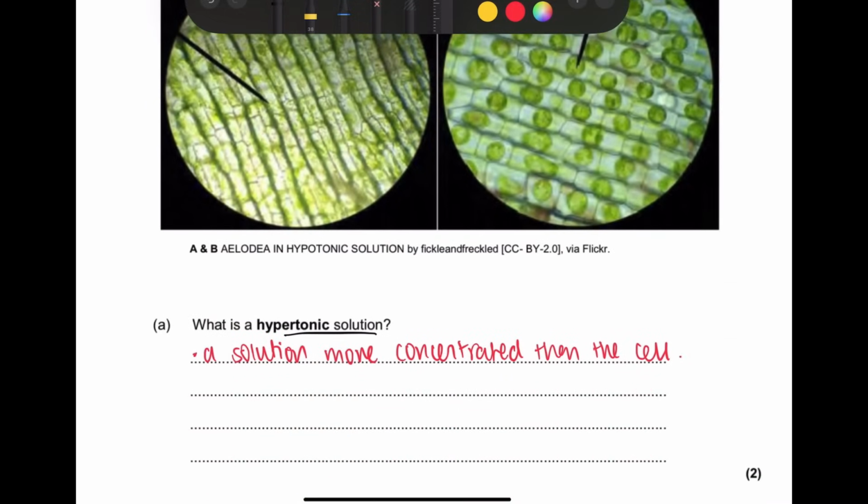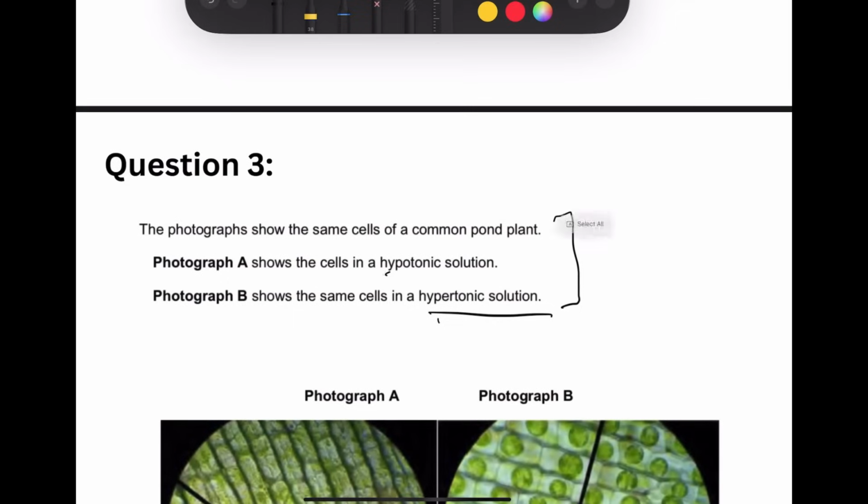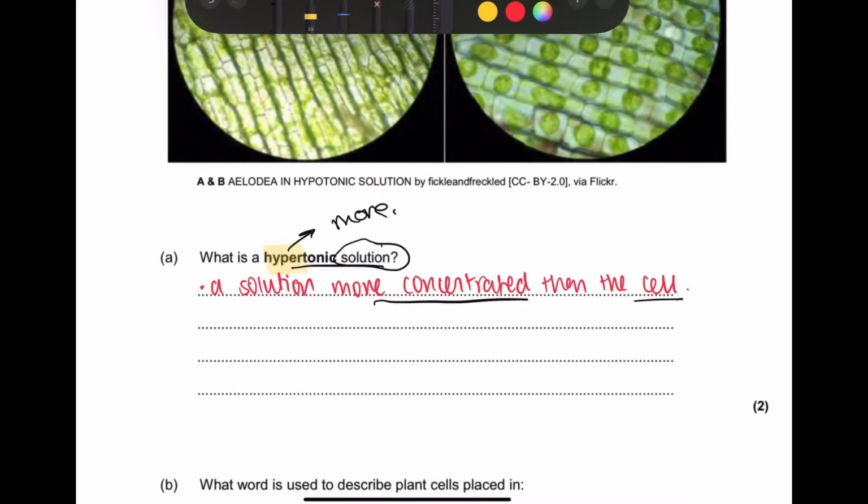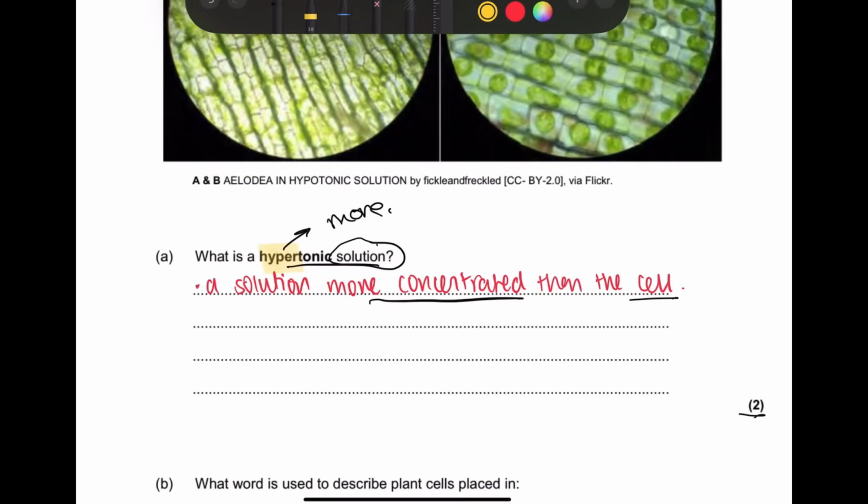So what is a hypertonic solution? From the hyper, I always like to think of it as more. If you're very hyper, it's more. So it's a solution more concentrated than the cell. You just need to remember that we're talking about the solution. That means hypo, it's less, is when the solution is less concentrated. So the 2 marks come from: the first is more concentration, and the second mark comes from than the cell.